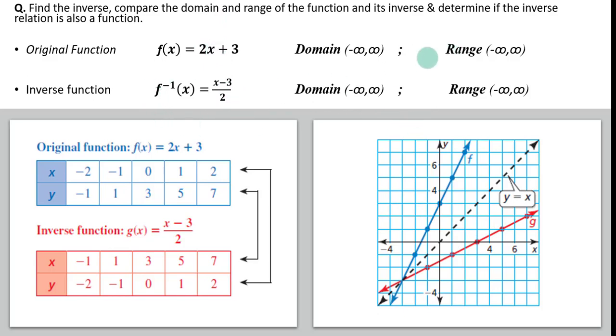if we have an inverse function, the domain of our original function becomes the range, and the range of our original function becomes the domain. Because if you see, the original function is f of x equals 2x plus 3, the x values become the y values for our inverse function, and the y values become the x values for our inverse function.